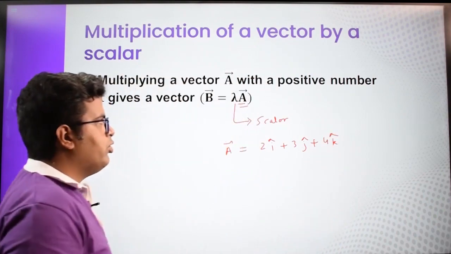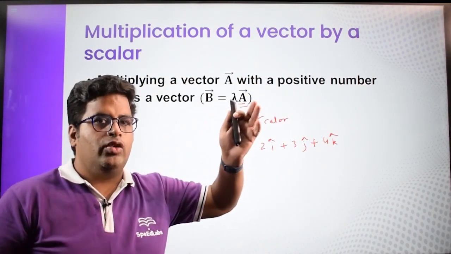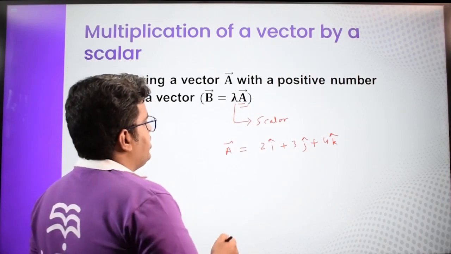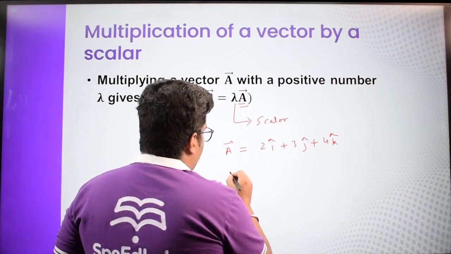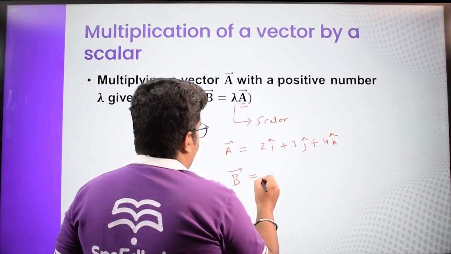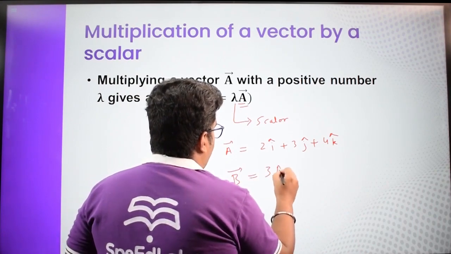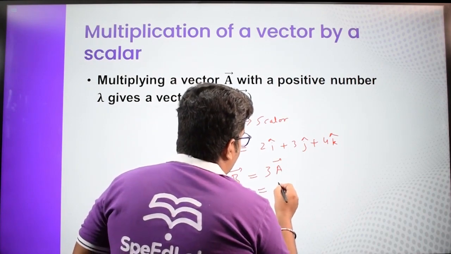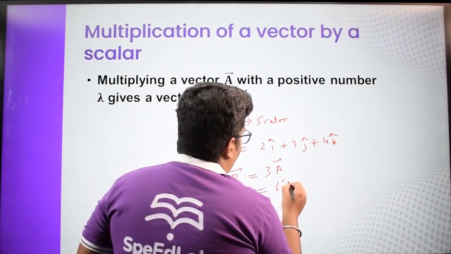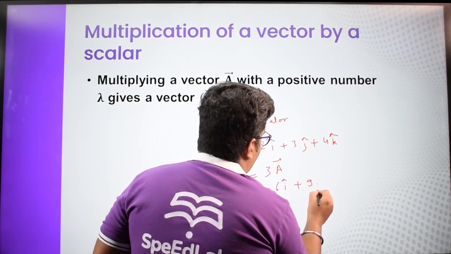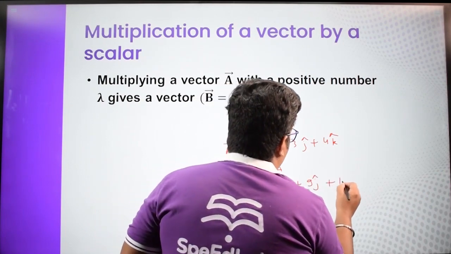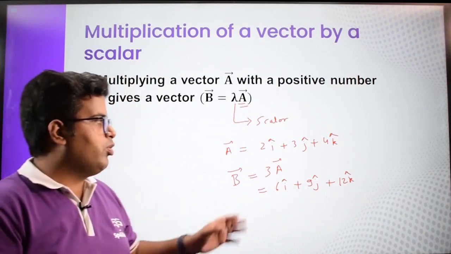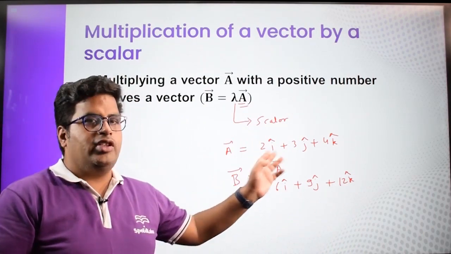Now what you are going to do is multiply a lambda to it. Lambda could be any constant. Let's say you have multiplied it by 3, so for B vector you are taking lambda as 3, meaning you are finding 3 times A vector. So B vector will come out as 6 i cap plus 9 j cap plus 12 k cap. This is how we multiply a scalar with a vector.